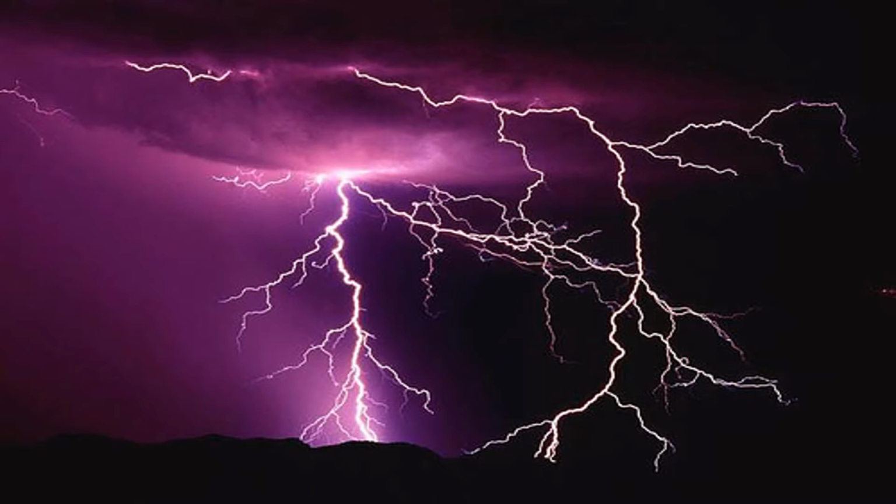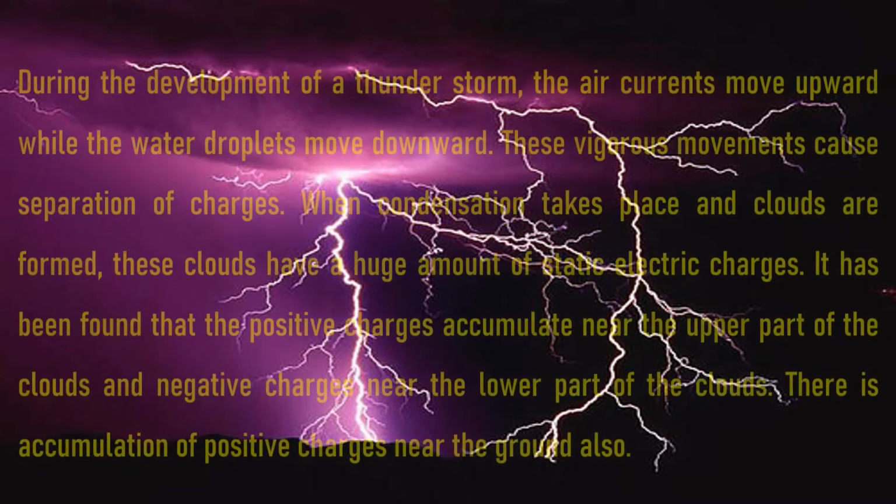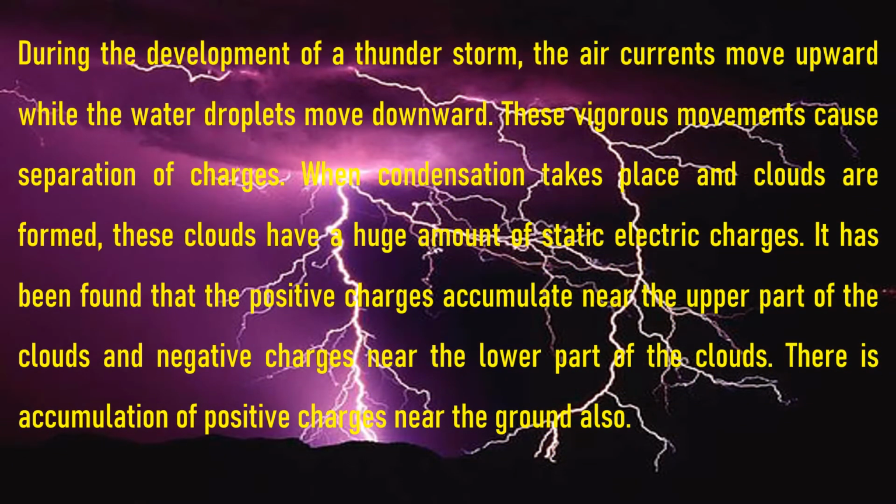Children, you learned about the development of a thunderstorm in class 7. During this process, the air current moves upward while the water droplets move downward. These vigorous movements cause separation of charges. When condensation takes place and clouds are formed, these clouds have a huge amount of static electric charges. It has been found that the positive charges accumulate near the upper part of the clouds and negative charges near the lower part of the clouds.